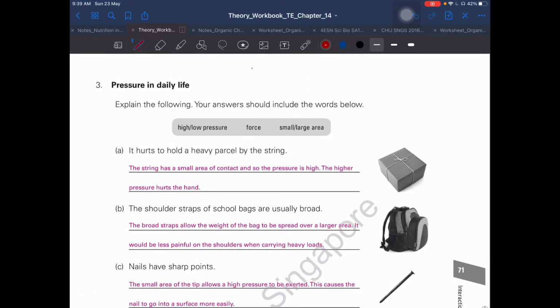So we know that the formula of pressure is equivalent to force over area. So we need to be very mindful that whenever we are describing changes in area, force actually doesn't change. The one that changes is pressure. So what do I mean by that?